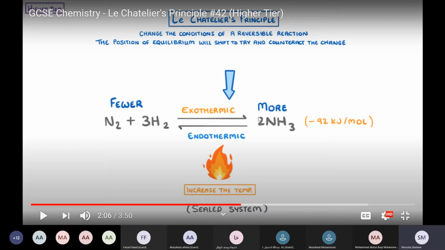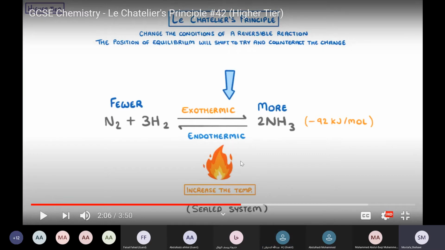Exothermic will not counteract. Exothermic will add more energy. Energy is released, so we'll add more energy to the medium. We don't need that. We need to counteract adding more energy. So it's not exothermic. What is it, guys? It's endothermic. Yes, endothermic will consume energy.